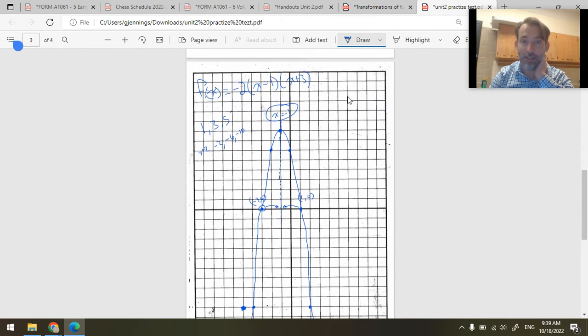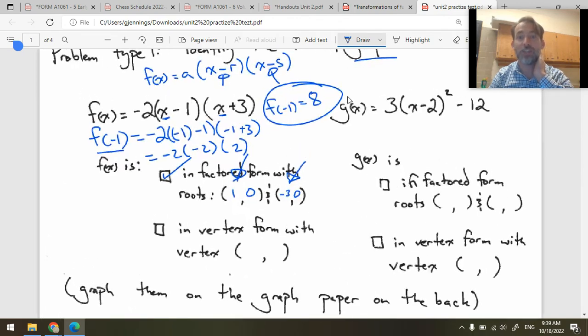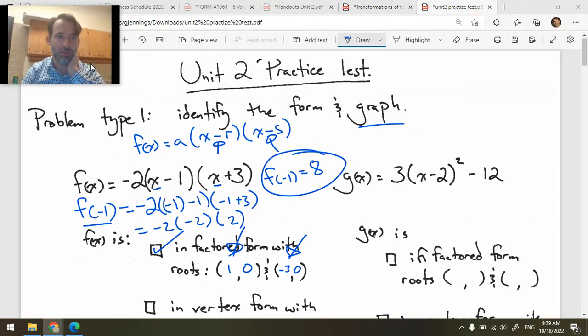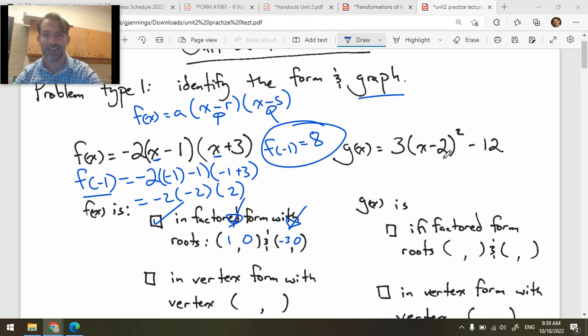Now, let's go with the next example. We want to be able to look at g of x over here and recognize that my face is in the way. Put my face over there. You won't have that problem on the test. I hope I'm not in your face during the test.